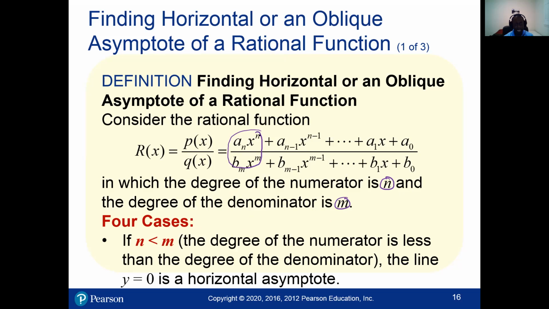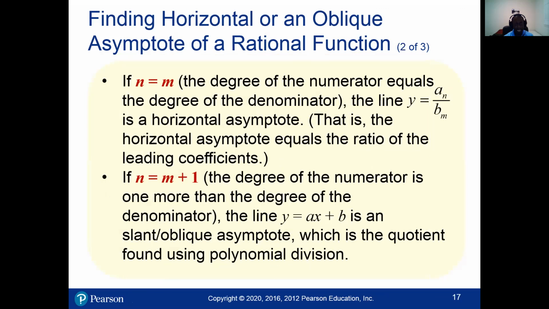First, if n is less than m, in other words, the degree of the numerator is less than the degree of the denominator, no matter what, whether by 1 or by 2 or by 3, then the line y is equal to 0 is the horizontal asymptote. Now notice that the line y equal to 0 is the same as the x-axis. So the line y equal to 0 is the horizontal asymptote. That is one case.